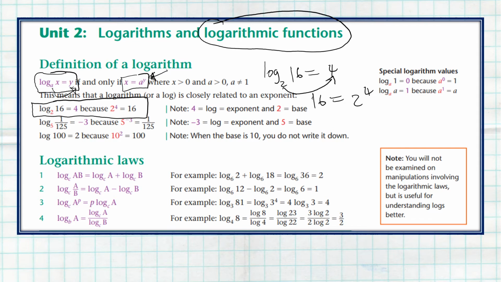So if I have something like log base 5 of 1 over 125 equals minus 3, then we can say 1 over 125 will be equal to 5 exponent minus 3, and you know that 5 exponent minus 3 is 1 over 125, which is still the same. So really know that.